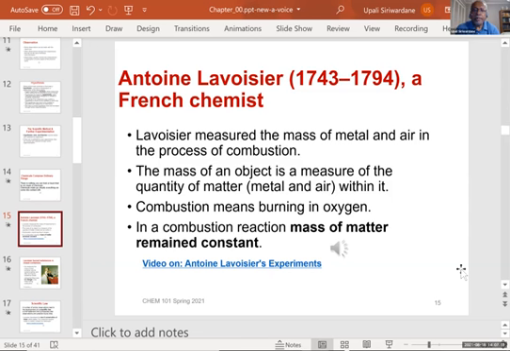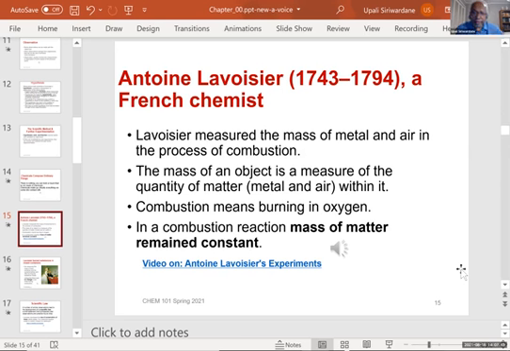One of the first chemists to do experiments on matter is Antoine Lavoisier, a French chemist. He did an experiment where the mass of a metal in air during burning, combustion is burning, increased because the metal combined with oxygen to produce metal oxide.